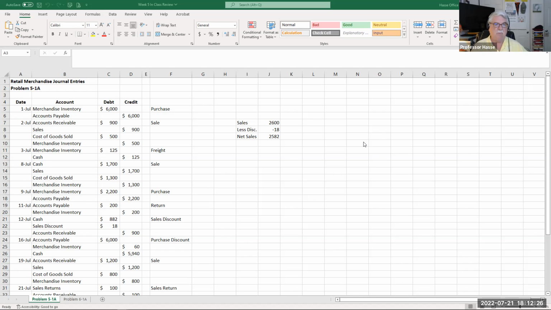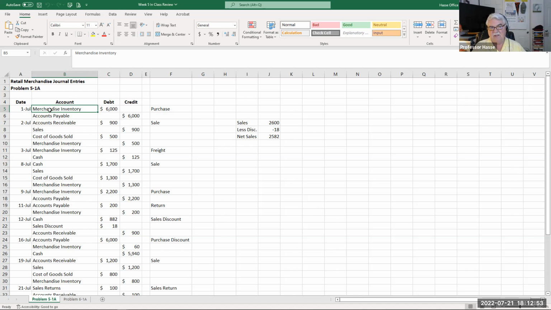So let me give you an example. Here's a transaction on July 1st. The company orders $6,000 of product and they pay for it on credit. So they're purchasing the inventory. It goes into a debit account, merchandise inventory. That is an asset account, inventory. And then they purchase it on credit for $6,000, so accounts payable. We've seen that transaction before.